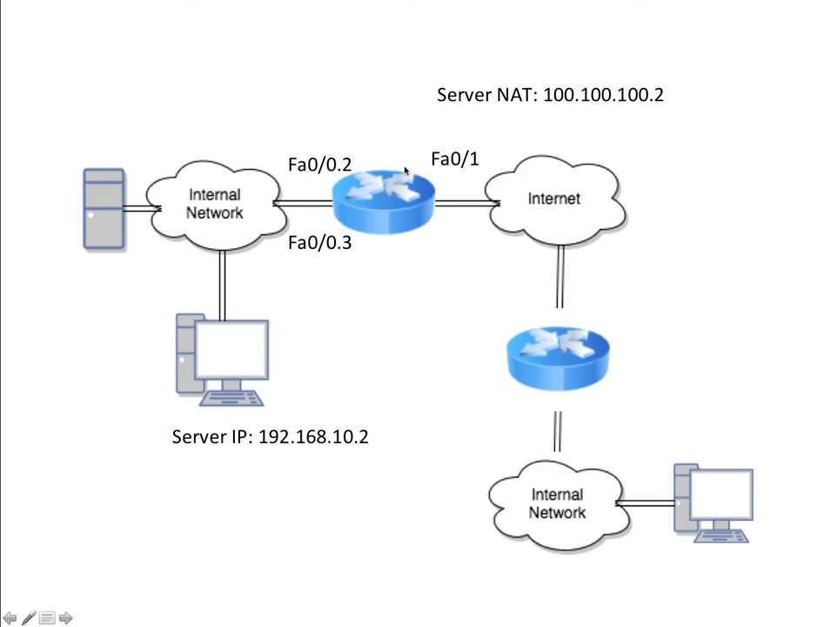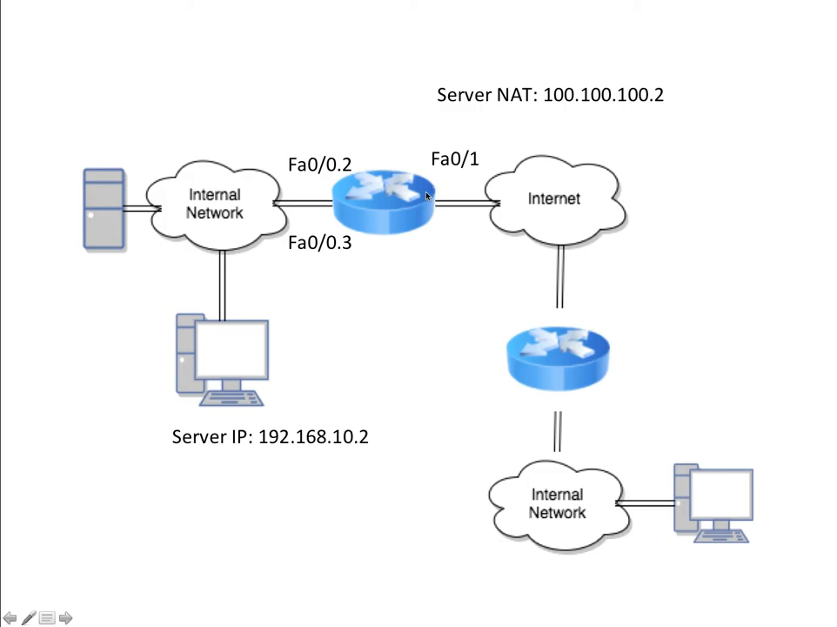As we talked about in our NAT slides, this is a server on my network. The NAT address for the server, in this case, we're saying 100.100.100.2. So clients over here that want to get to our server are going to type 100.100.100.2 in their browser. It's going to come to the router. The router is going to translate that and send it to the server. The server is at 192.168.10.2, right?